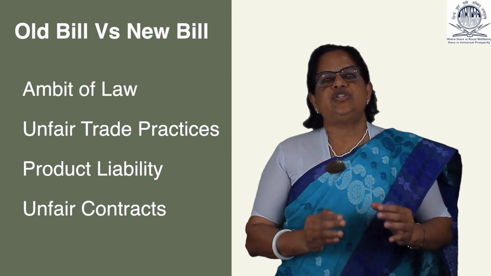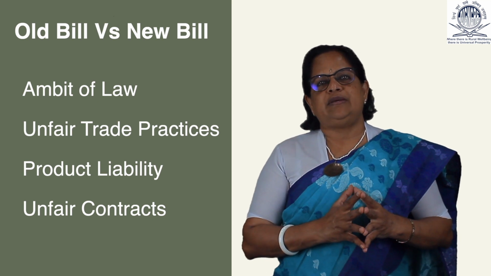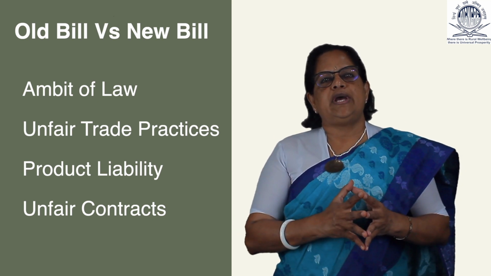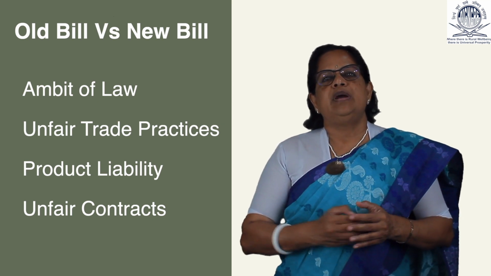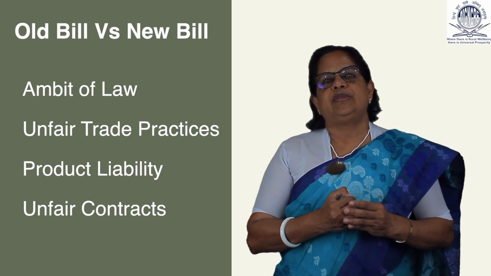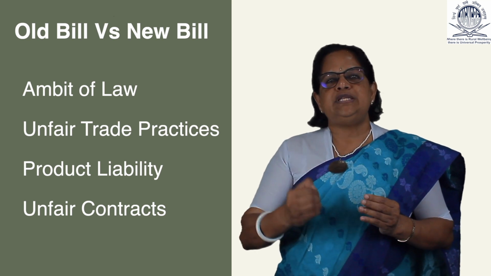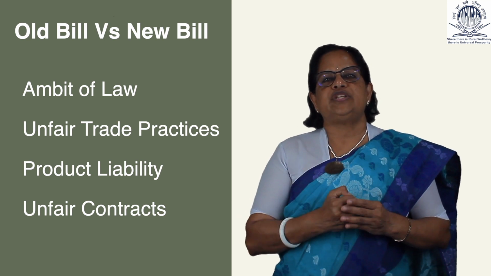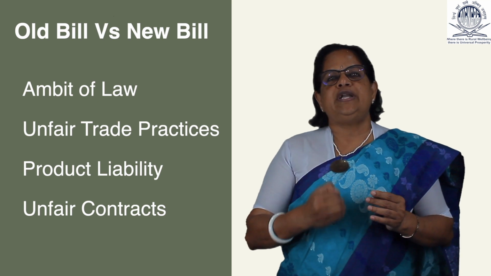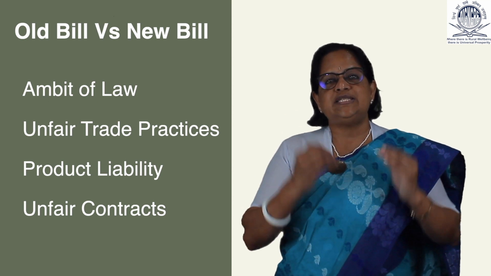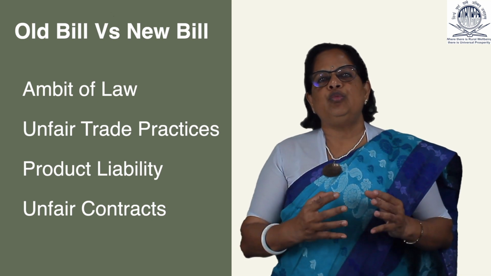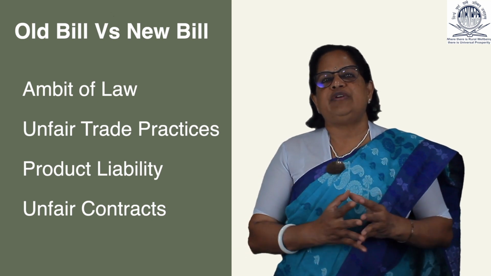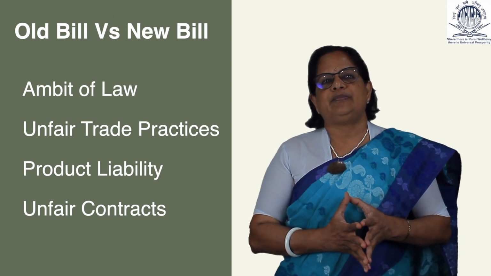The third distinction is about the product liability. As per the old Act, there is no provision for product liability. But as per the new Act, claim for product liability can be made against manufacturer, service provider and seller. Compensation can be obtained by proving one of the several specified conditions in the new Act.